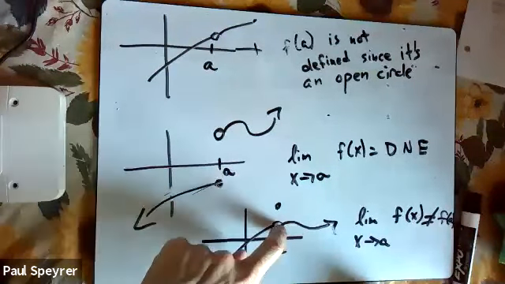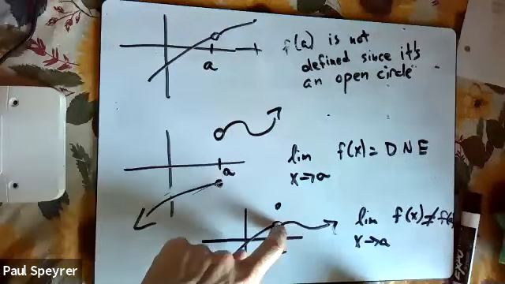So f of -2 is defined, and you can say, because there's a solid circle. That's okay. But does the limit exist right here? No. The limit does not exist. Why does the limit not exist?